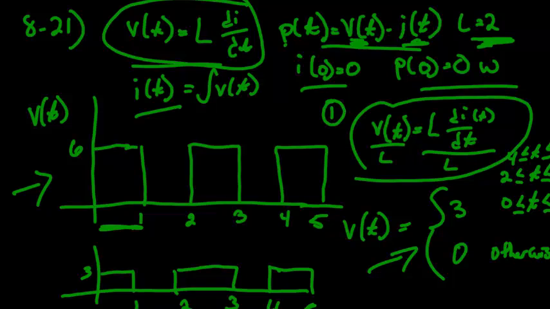But this, they give you the circuit, and then they give you pretty much what the voltage will look like right here. That's what V is. It's the voltage.